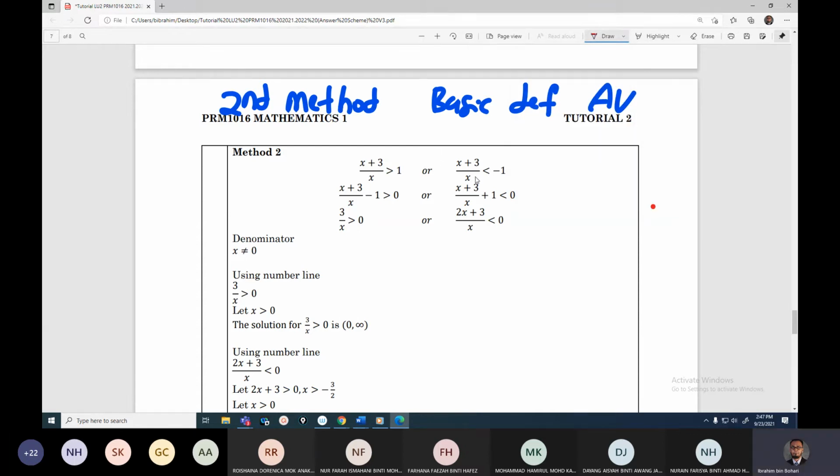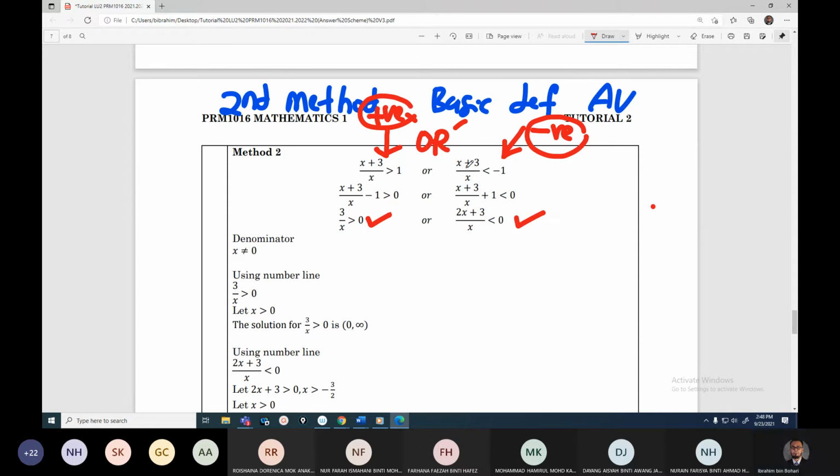Okay, so first here, write down x plus 3 over x greater than 1. And then the operator here, using the operator union. Make sure the operator is correct. The first part of the function is greater than positive 1, here positive. And then the second part of the function here is less than negative 1. Make sure there are two, one negative and one positive. And then you find the value of x: 3 over x here is greater than 0. And then the second part of the function, 2x plus 3 over x here is less than 0.